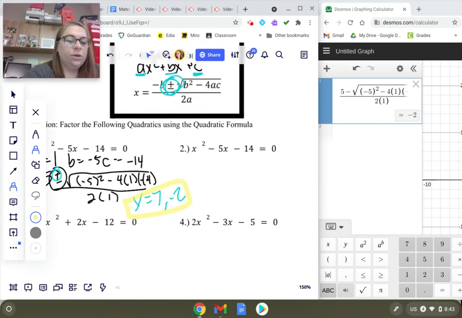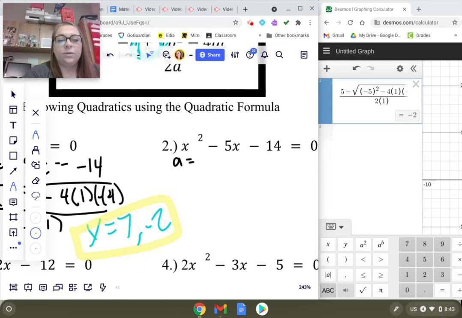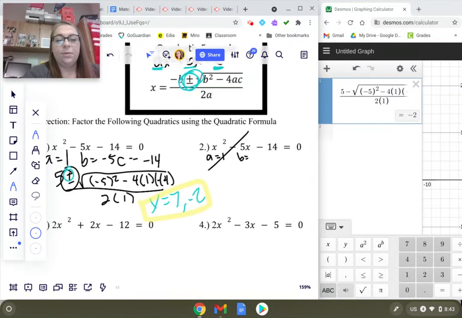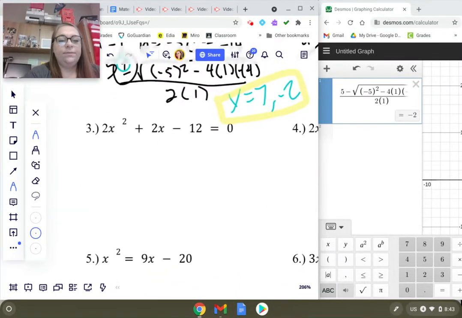Alrighty, so for number 2, again, let's find our a, b, and c. A is 1, b is negative 5, and that's the same as number 1. So skip number 2, on to number 3.